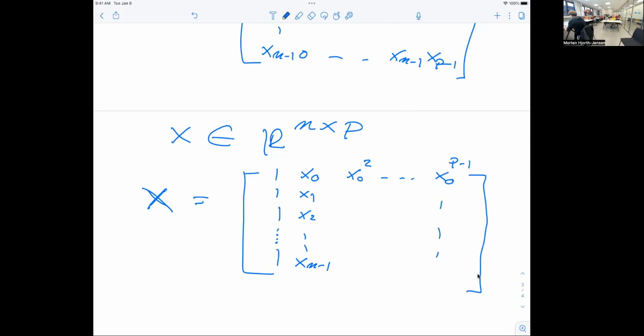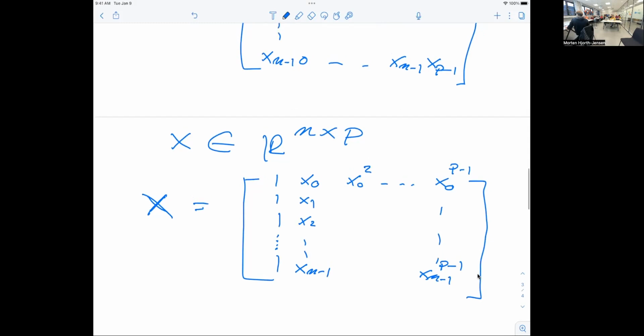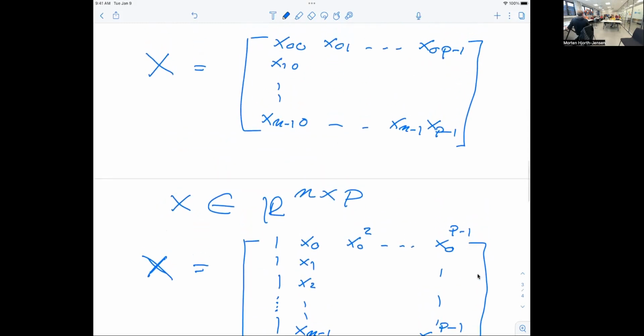And this goes all the way down to x_{n-1} to the power of p-1. So this is the specific case which we looked at when we are fitting a polynomial. But you are not limited to polynomials. These x's can represent a sine function, a cosine function, or more complicated functions. Okay, any questions so far?